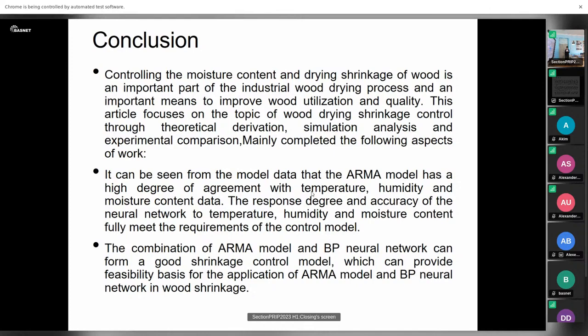It can be seen from the model depth that our model gives a high degree of agreement with temperature increased with mixture. And can give the represent the degree increase of low network temperature temporary and mercury can flow meet the requirements of the control model, the composition of the arm model and the neural network from a good stretch control model, and we can with the physical base for the application of the arm model in the PP neural network in the speech.